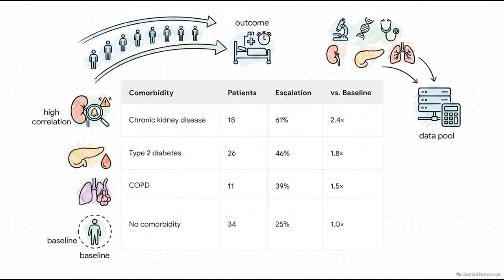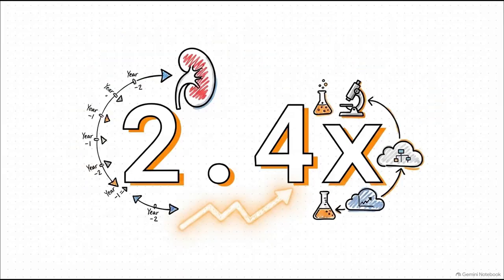Well, the system pools these coded items into frequency tables, instantly doing the math an epidemiologist would normally run by hand. We can see how it breaks down escalation rates within groups, comparing patients with chronic kidney disease, type 2 diabetes, and COPD against a baseline of patients with no flagged comorbidity. The pipeline automatically calculates the ratio against that baseline, instantly surfacing which pre-existing conditions are most highly correlated with the negative outcome. And there it is.